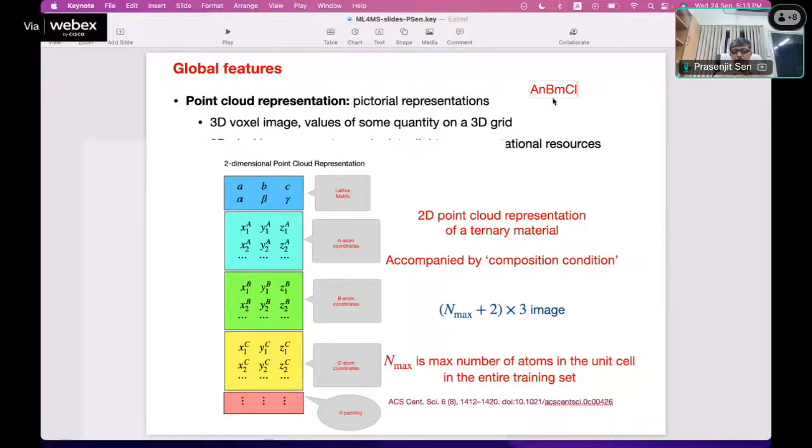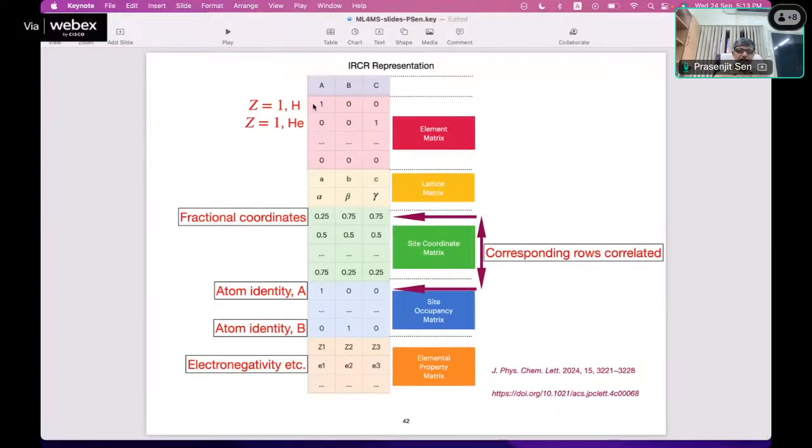The model is somehow given information about NML through something called composition condition. Let's not get into that detail. So overall, you have Nmax, that's the maximum number of atoms in the unit cell you have specified, plus 2 from this block, these many rows and 3 columns. So you can consider it to be an image which represents the material. This is an adaptation of that.